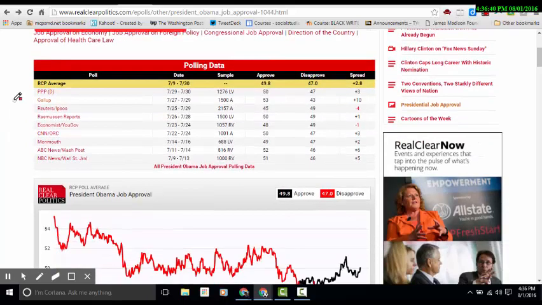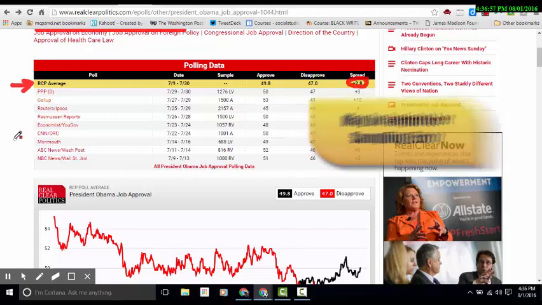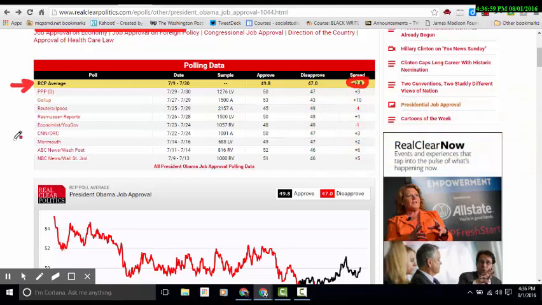On Real Clear Politics, we're going to ignore this highlighted yellow number at the top. This is their average of all the other polls, and it doesn't have a traditional methodology. They've just taken the other polls and averaged them. So we'll ignore this number for right now. Instead, we'll look at the polls below where there's an incredibly wide range of results.